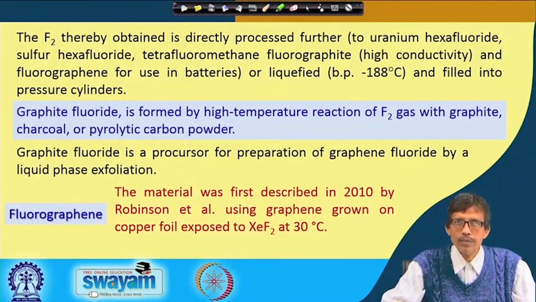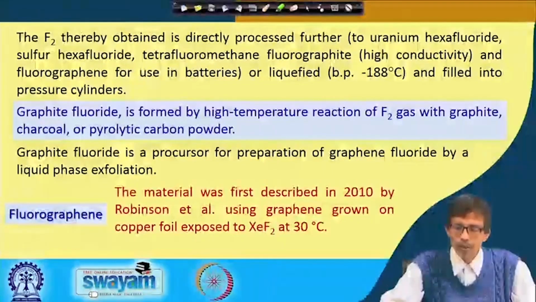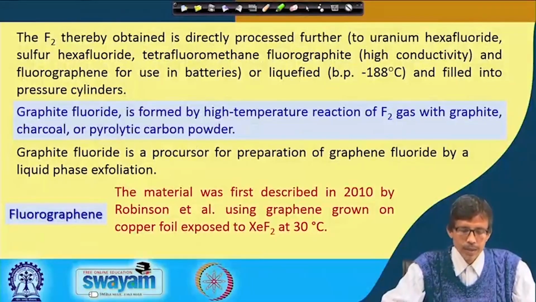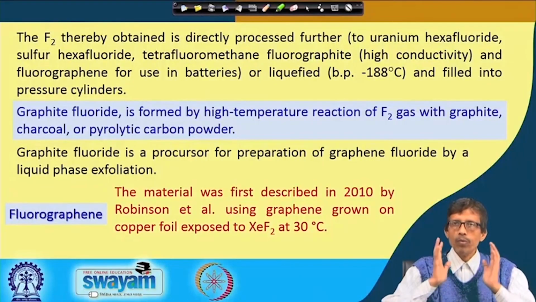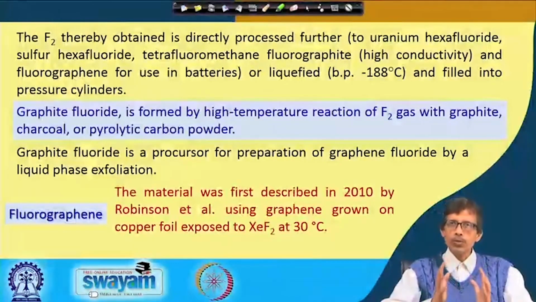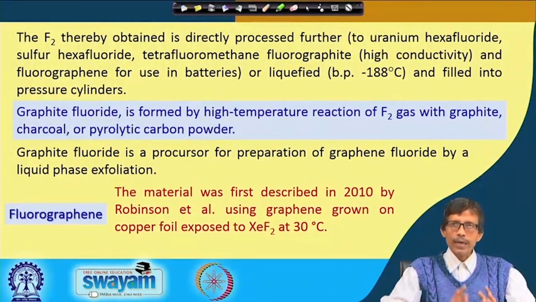Where do we use this fluorographene? Fluorographene is a material first described not very long ago, only in 2010 by Robinson et al. The person who was doing it is Robinson, using graphene grown on copper foil. How was it discovered for the first time? Because you make a material, you never know that the material will be highly useful afterwards. But as an academic interest, in the laboratory sometimes we have that excitation: why don't you make some new molecule or new material out of this?